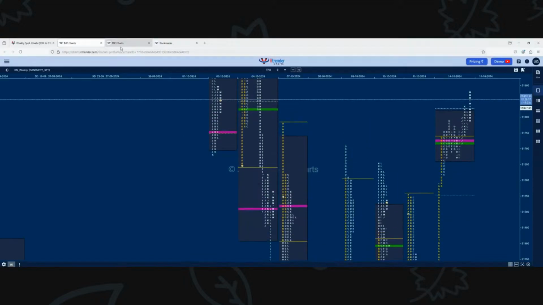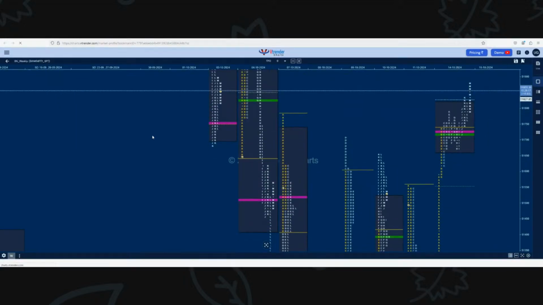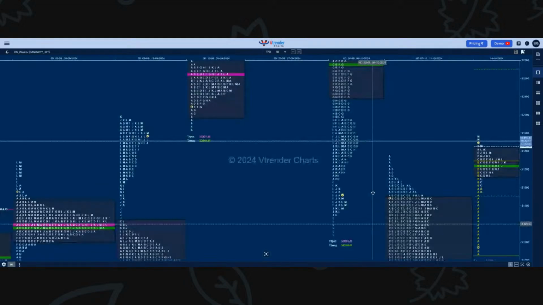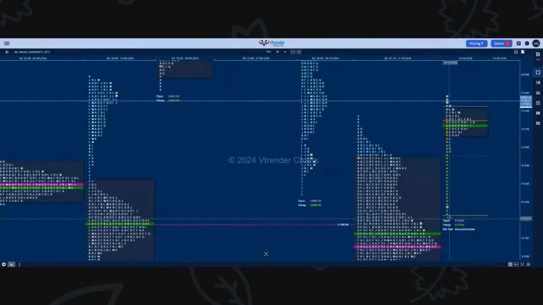Weekly profile has started on a bullish note. We have an A period buying tail moving away from previous week's value. So we don't need this as our reference. We can take this as our reference, which is in sync with the halfback of today. So as long as this 51556 is holding, we can look for the auction to continue higher.